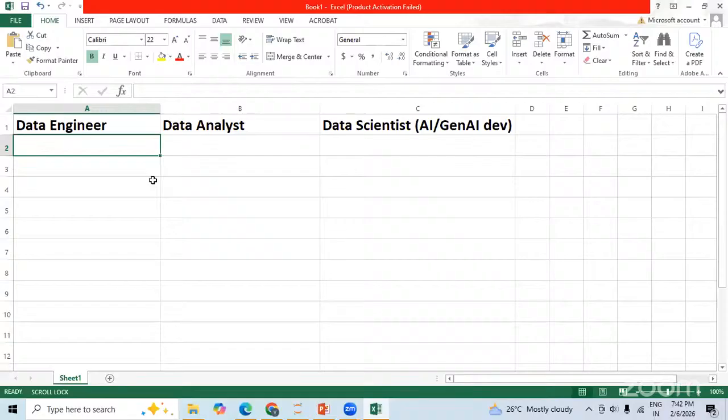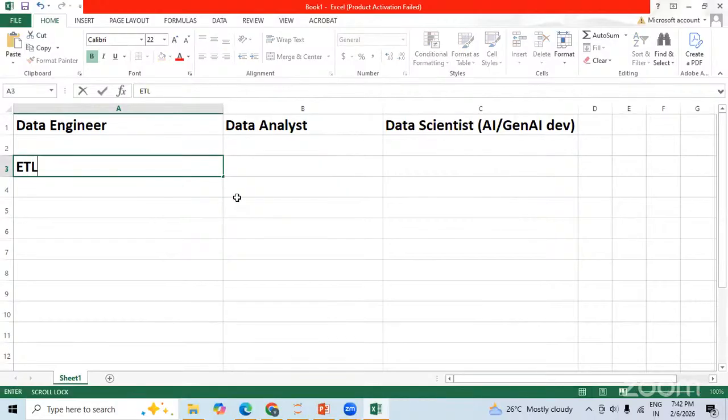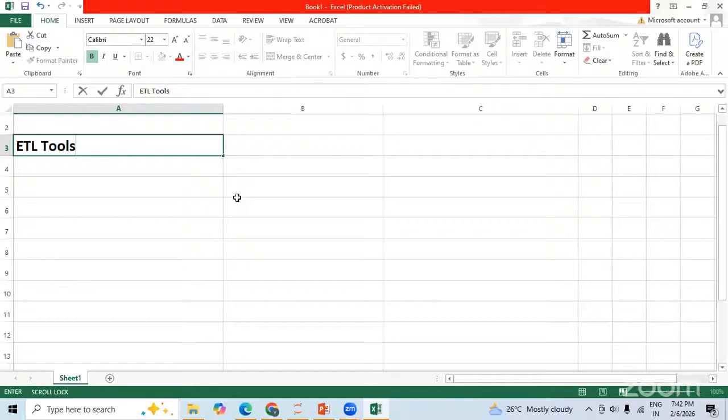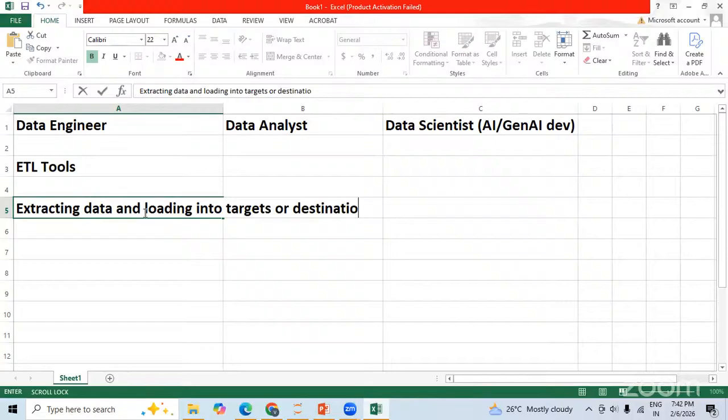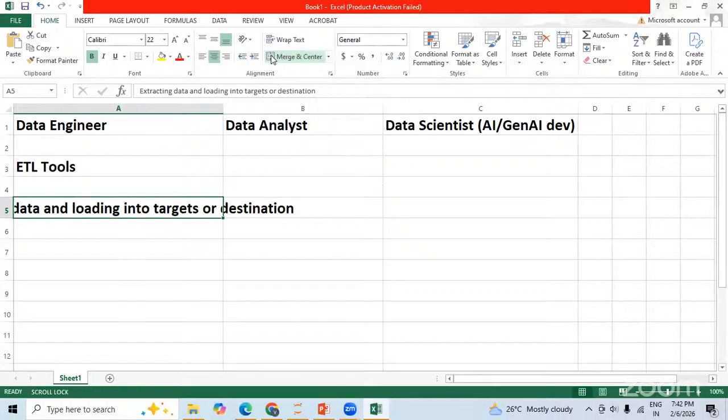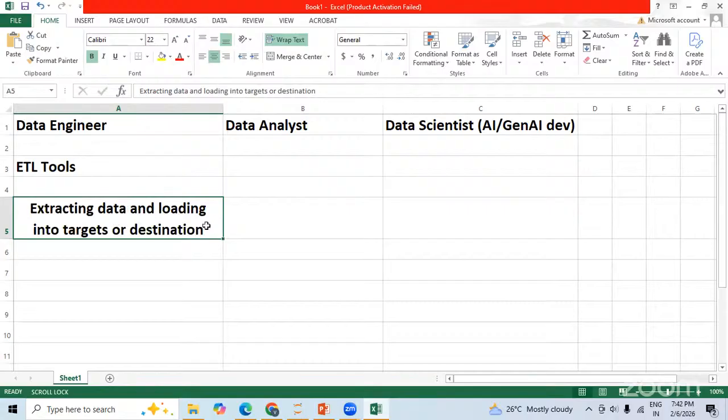So data engineers, what will these people do, guys? These people are simply using an ETL tool. Now, what is an ETL tool? ETL tool means they are extracting the data from the source and loading it into the target tables, or we can say destination. This is their main role and responsibility: extracting the data and loading it into the target or destination tables.